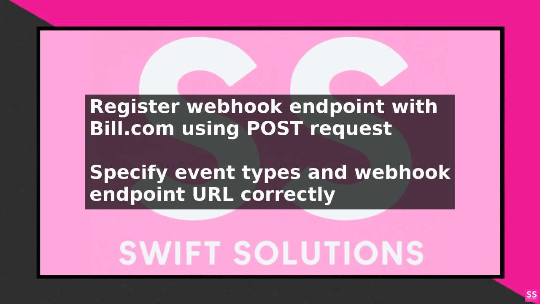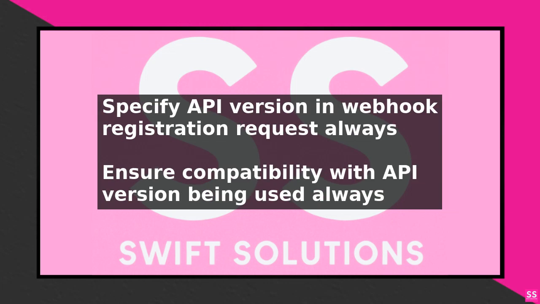To version the Bill.com API webhook, you need to specify the version of the API you are using in the webhook registration request. The Bill.com API uses a versioning system based on the date of release, so you need to specify the date of the version you are using. For example, if you are using the 1st of September 2022 version of the Bill.com API, you would specify this version in the webhook registration request. This ensures that the webhook notifications you receive are compatible with the version of the API you are using.